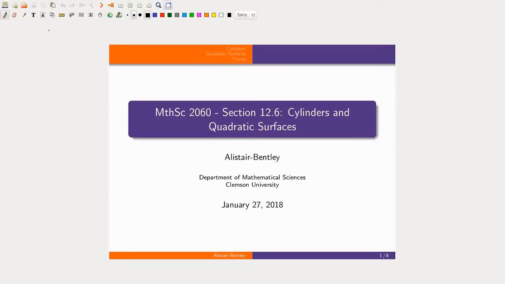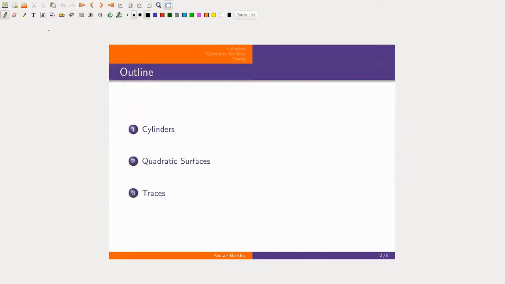Hello, and welcome to Math Science 2060, Lecture 12.6, where we'll discuss cylinders and quadratic surfaces. First, we'll discuss what a cylinder is, or what a cylinder surface is in 3 dimensions. Next, we'll talk about quadratic surfaces. And finally, we'll introduce traces, which are a tool that's going to help us to draw or visualize these 3-dimensional surfaces.